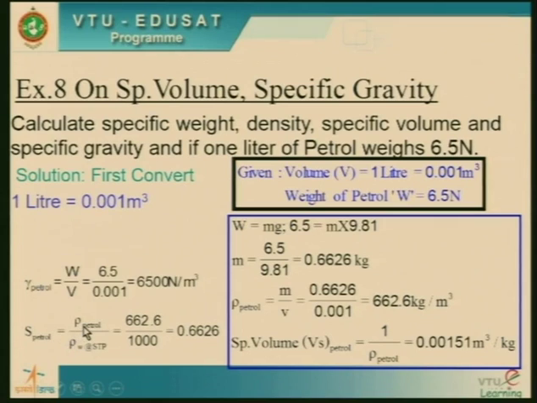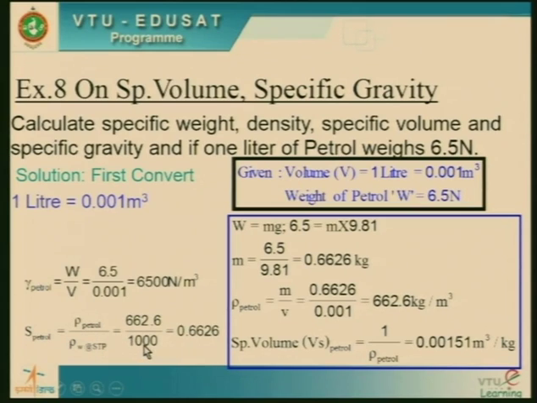Oh, I think specific gravity is also there, sorry. Specific gravity of the petrol, you can see, is the density of the petrol divided by the density of water, 662.6 divided by 1000. Okay, very sorry. Specific gravity of the petrol is calculated based on the ratio of the density of petrol divided by the density of the standard liquid, which is water.